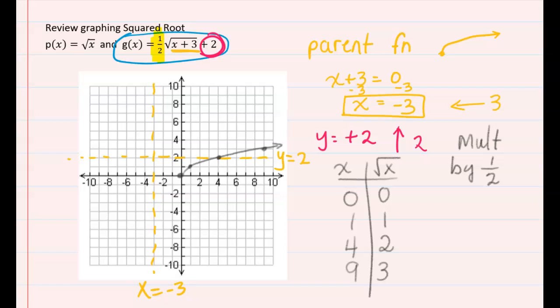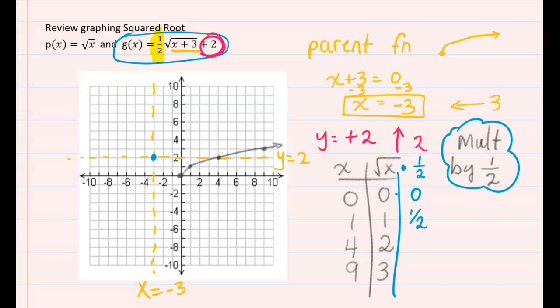In terms of our transformed function, we're going to actually start here at my new origin. Don't forget that multiplier. We're multiplying the y values. So I'm going to multiply my y values times 1/2. That's why we're getting the 1/2 square root of whatever. So when I multiply 0 times 1/2, I get 0. 1 times 1/2 is 1/2. 2 times 1/2 is 1. 3 times 1/2 is 3/2, sorry, 3/2. So we're ready to graph.